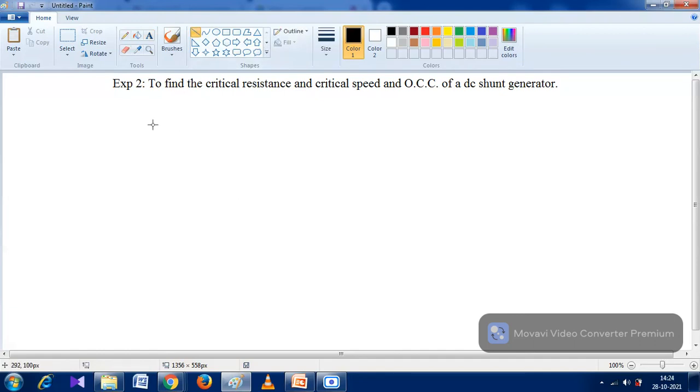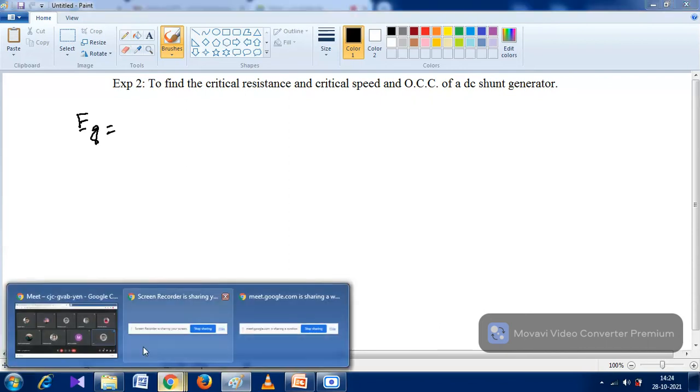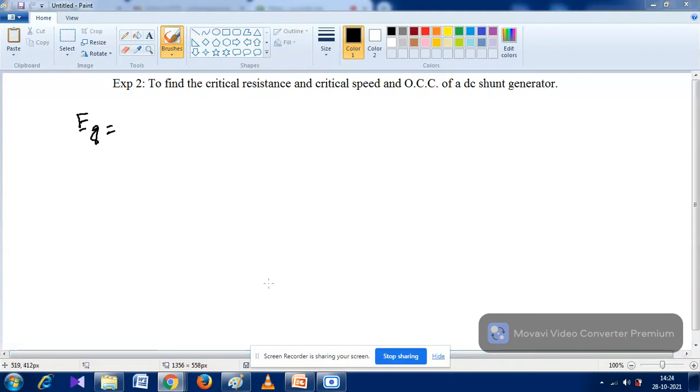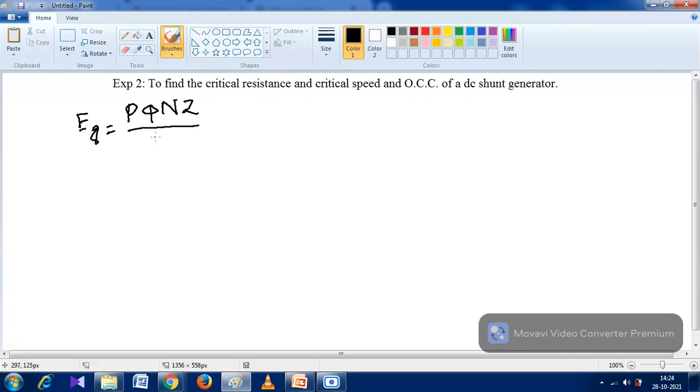First, tell me the equation of generated EMF. What is the expression of EG? EG equals N P Phi Z by 60 A. This is the equation of generated EMF.